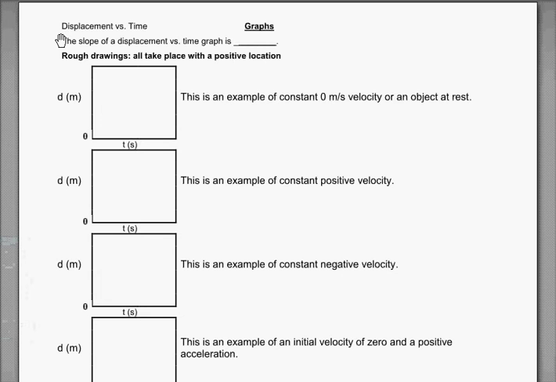Okay guys, I'm going to go over this graphing sheet that you got the other day. First it starts off, it says this is the displacement versus time side. It says the slope of a displacement versus time graph is, and hopefully by now you should know how to take slope. Slope equals delta y over delta x.